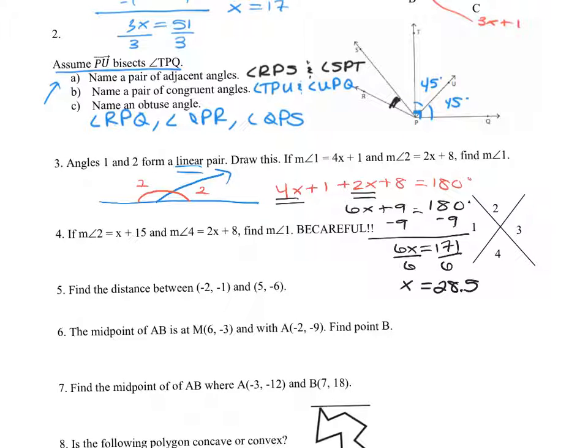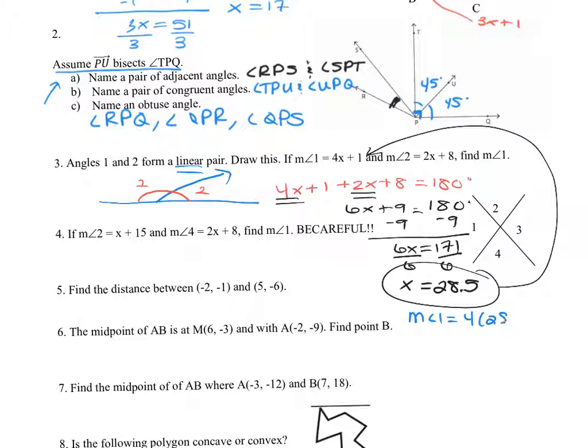What do you have to do? Plug it in. So you take this and you plug it back in because the question's actually asking for the measure of angle 1. So we're going to go ahead and do that. The measure of angle 1 is going to be 4 times that amount plus 1, which I believe is 115.